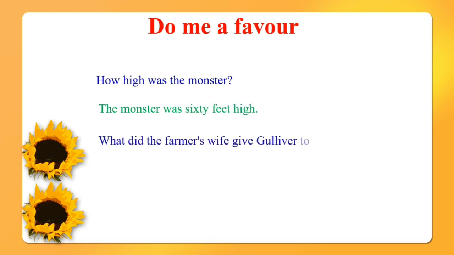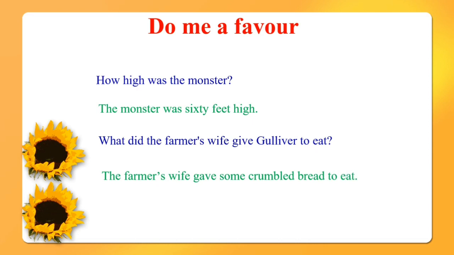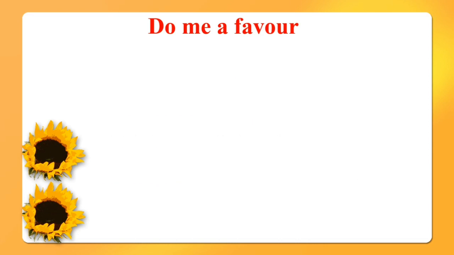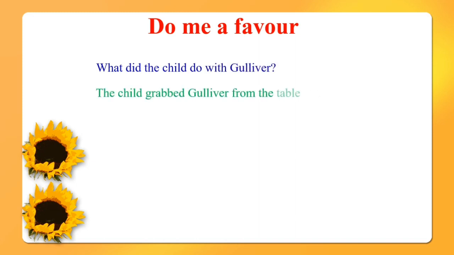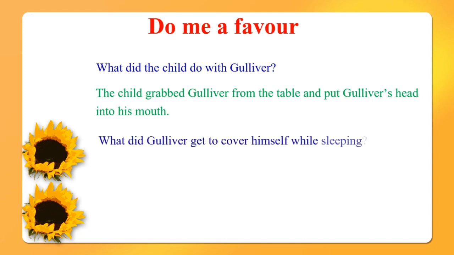What did the farmer's wife give Gulliver to eat? The farmer's wife gave some crumbled bread to eat. What did the child do with Gulliver? The child grabbed Gulliver from the table and put Gulliver's head into his mouth. What did Gulliver get to cover himself while sleeping? Gulliver got a clean white handkerchief to cover.